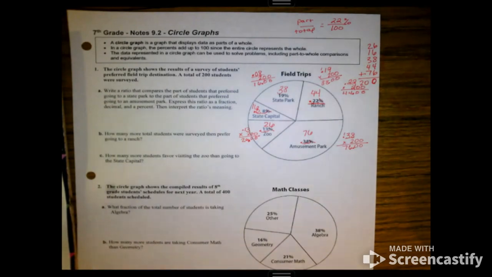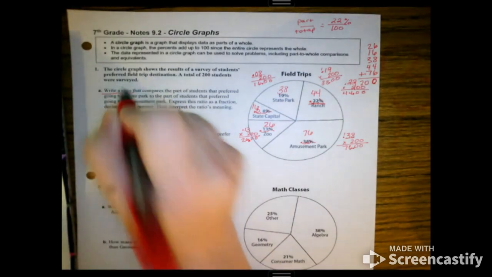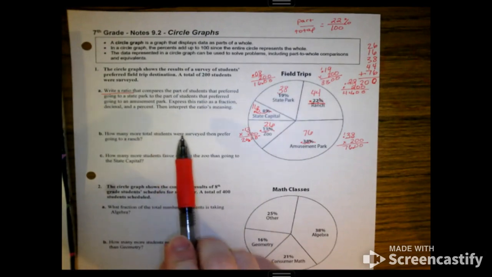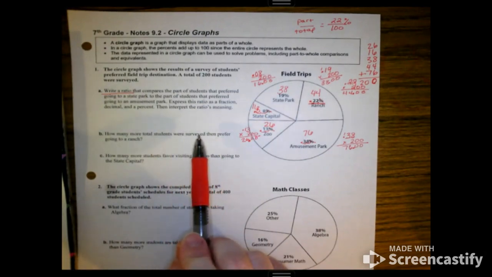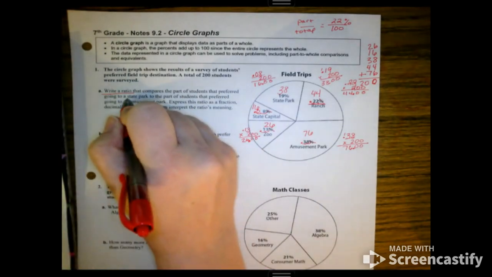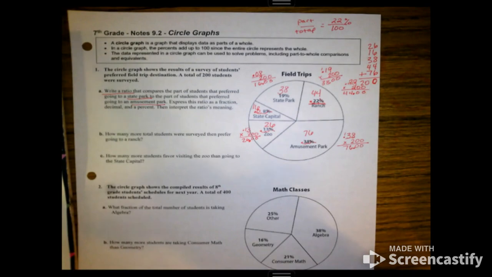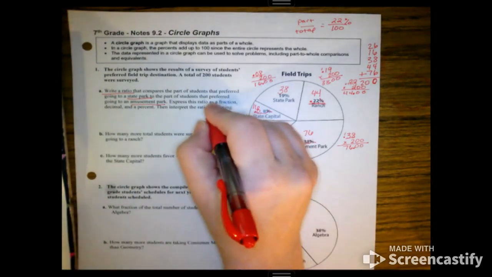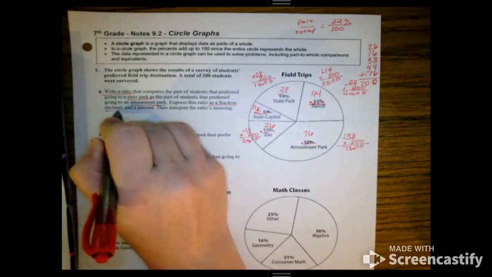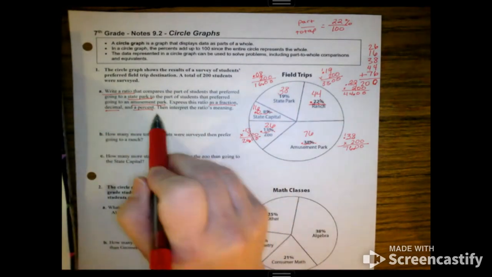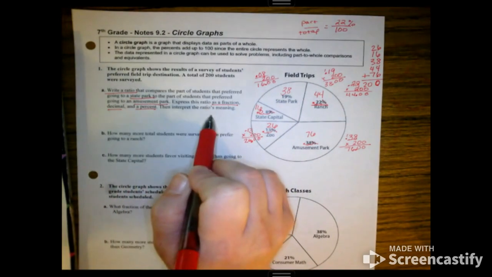Okay. So it says write a ratio right there. It gives you your first step that compares the part of students that preferred going to a state park to the part of students that preferred going to an amusement park. So I'm looking at the people that went to a state park to an amusement park. Express this ratio as a fraction, decimal, and percent. Then interpret the ratio's meaning. This last part we're not going to write, we're just going to talk about.